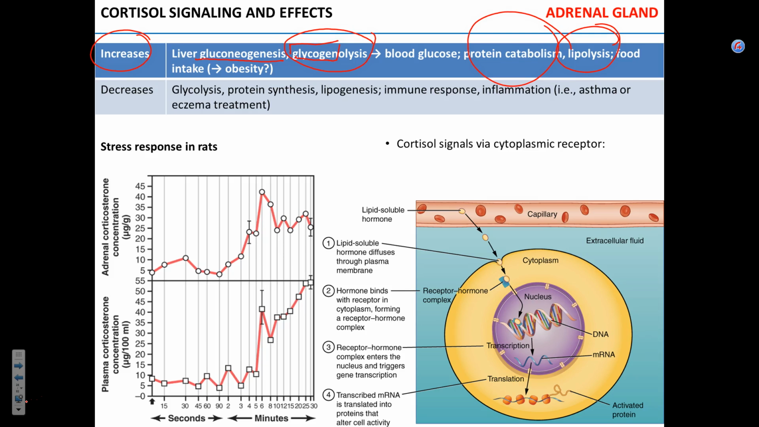Before we get any further, blood glucose. It's not just spiking. It stays elevated for a long time. Your blood glucose stays elevated for a long time. What can it cause? Yeah, diabetes, yeah.